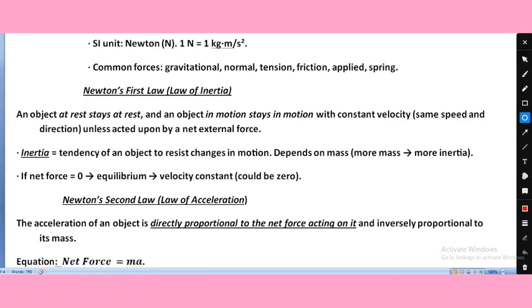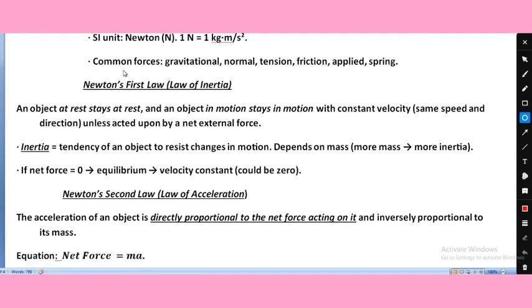When we come to Newton's first law of motion, what is the first law, and what is its idea? Before that, there are common forces such as gravitational force, normal force, tension force, friction force, applied force, and spring force. What each of these is, we discuss in the next session, starting from Newton's first law of motion.